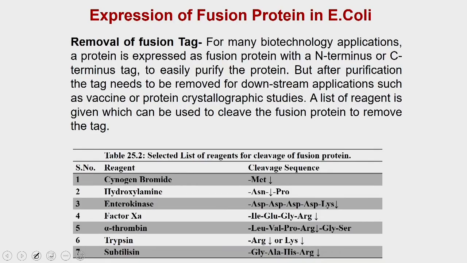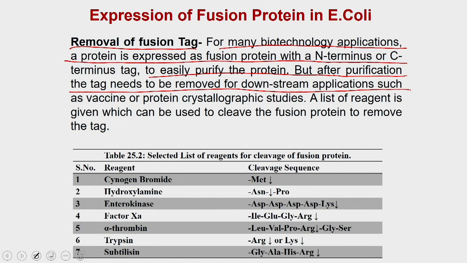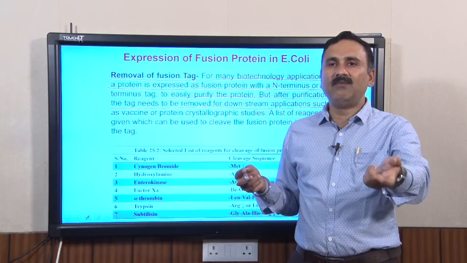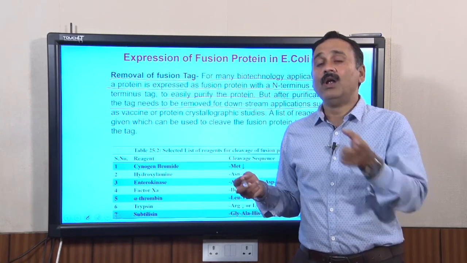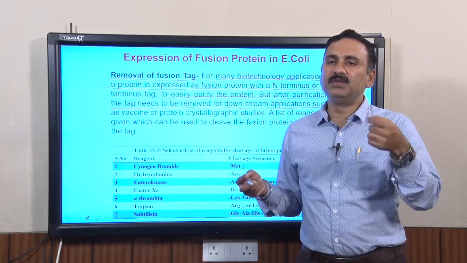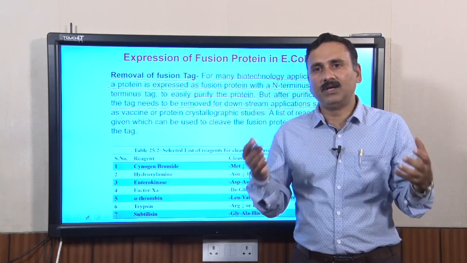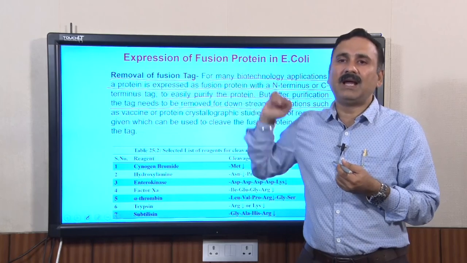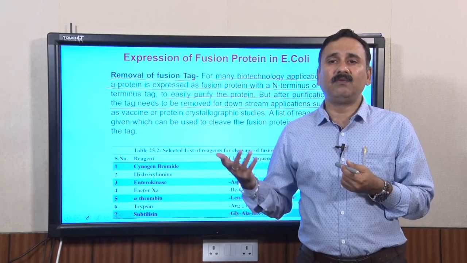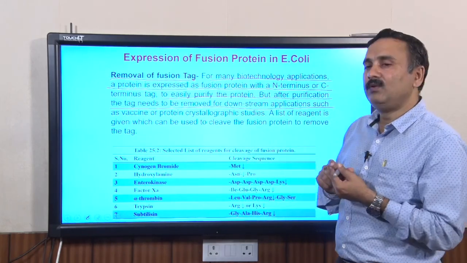How to do that? For removal of the fusion tag: for many biotechnology applications, a protein is expressed as a fusion protein at either the N terminus or the C terminus for easy purification. But after purification, the tag needs to be removed for downstream applications, such as vaccine development, developing an ELISA, structure solution, driving catalytic reactions in bioreactors, or use as a therapeutic protein. You want this protein to go inside the cell, inside the human body or the host, and drive some reactions, and in those cases the fusion tag is going to interfere, or in some cases definitely cause allergic reactions. In those cases the fusion tag has to be removed.